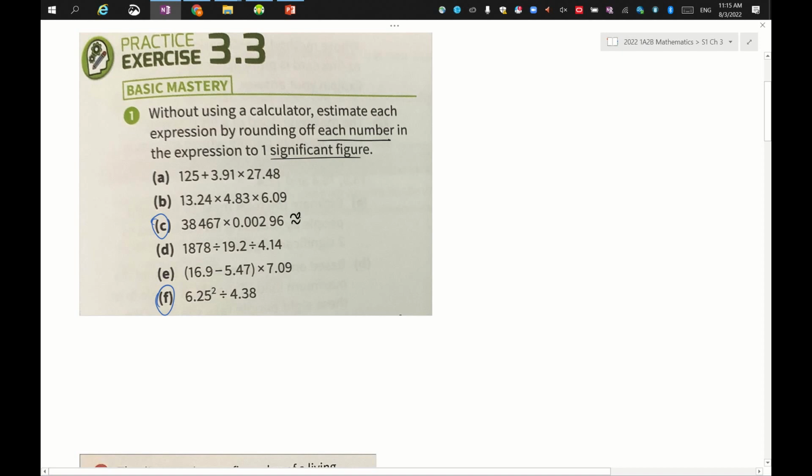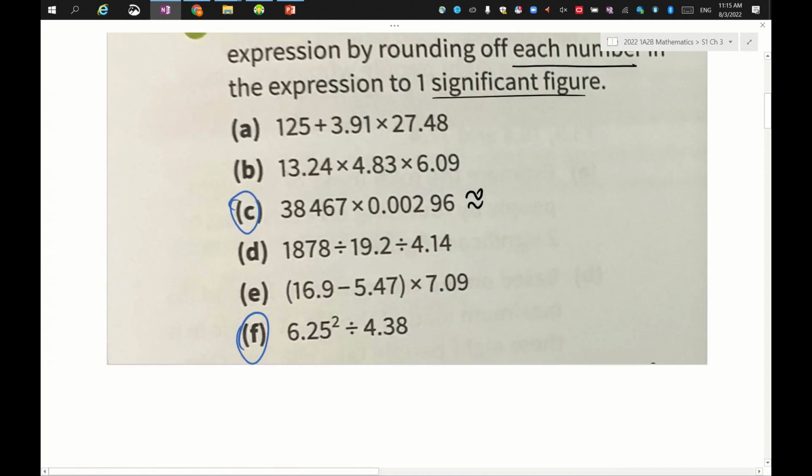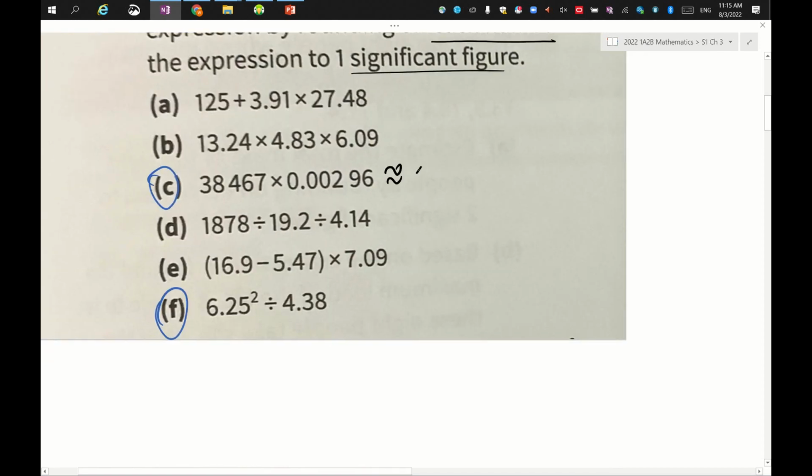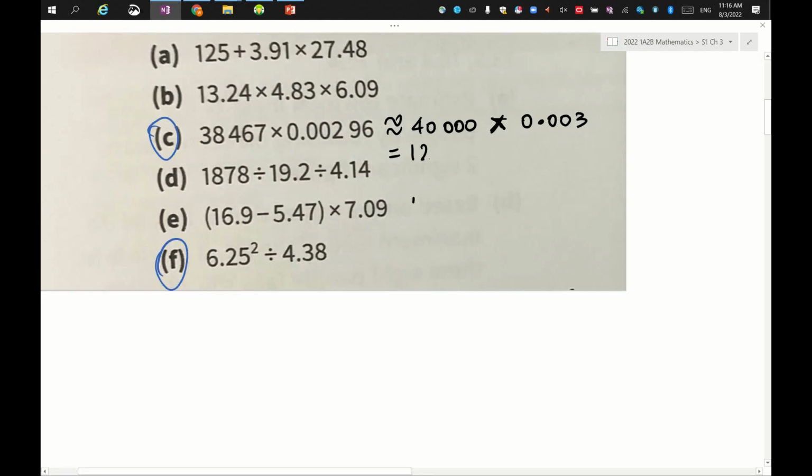So for the first one, part 1C, we round this off to become 40000 times 0.003. All these are in 1SF already. Okay, so you carry on to put on the equal sign. We end up with 120.